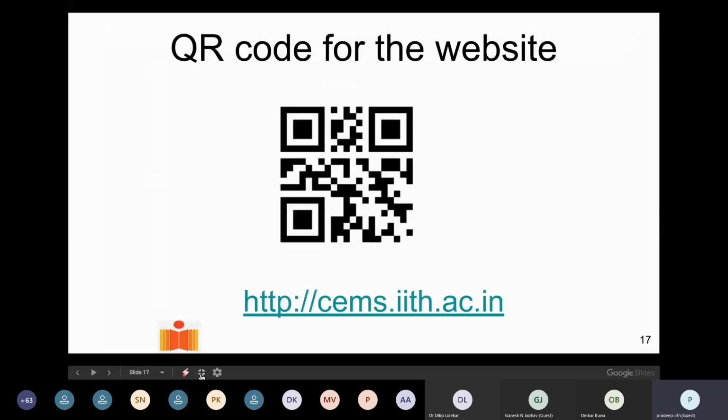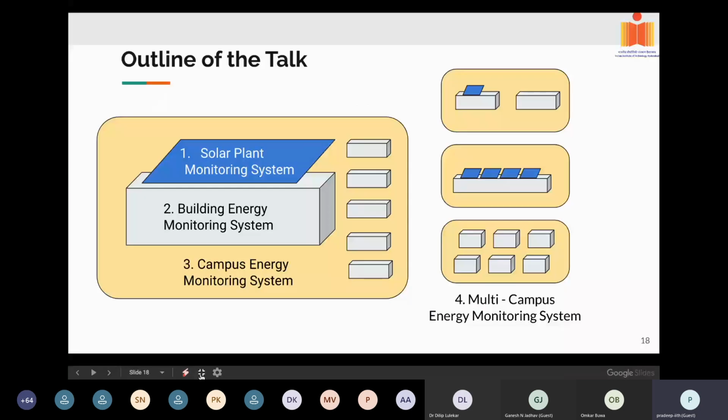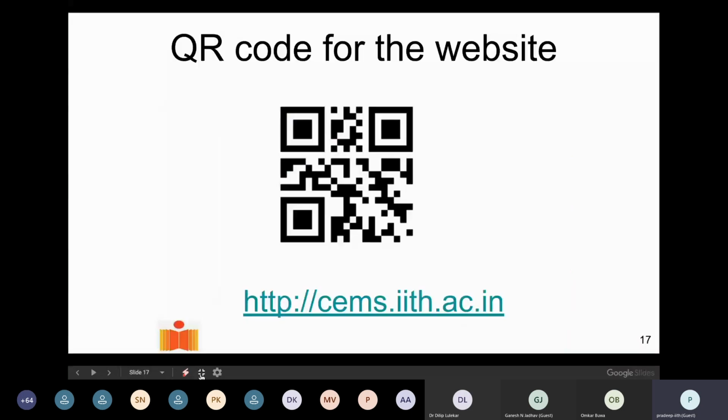So this is the website. I again invite all of you to go to this website, and you can see the details there. And if you scroll further down, you can also see real-time data related things. So this is part 2 of my presentation, that is the building energy monitoring system. Okay. Now, before I move forward, I would like to pause for a minute. Any questions until now? I'd like to get that.